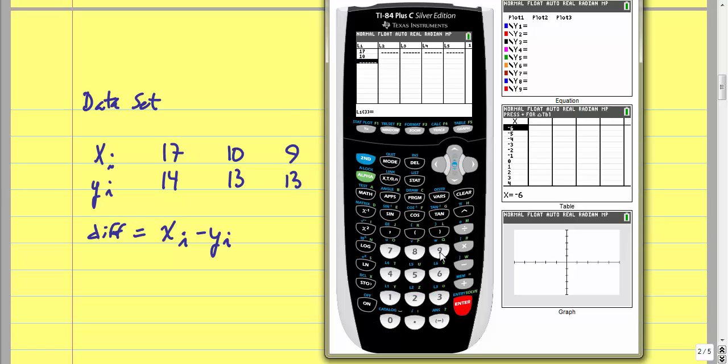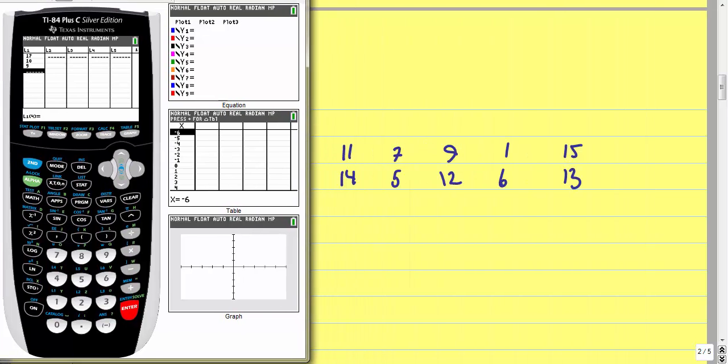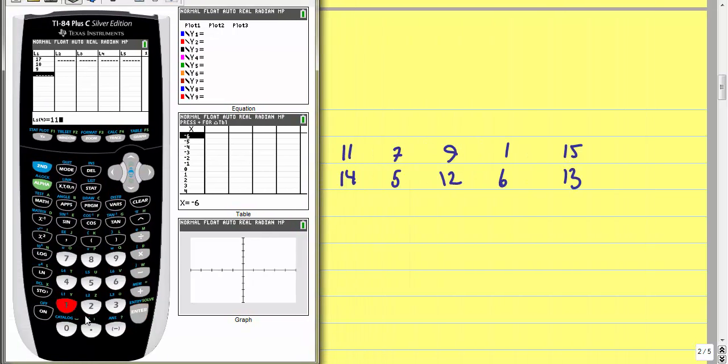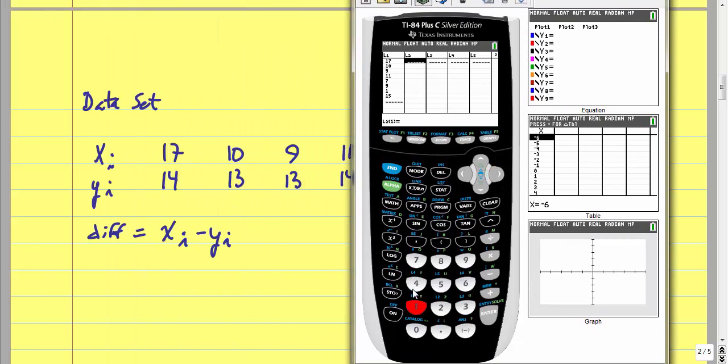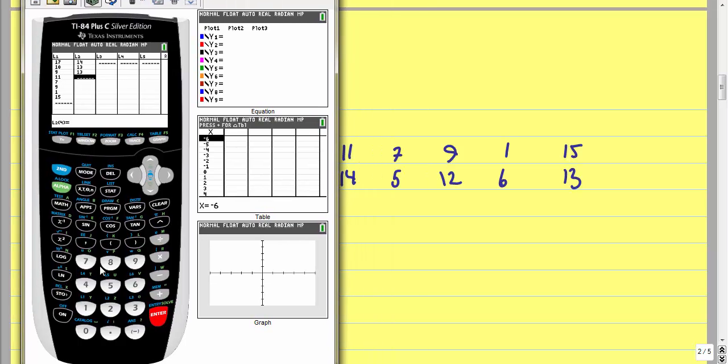So I have 17, 10, 9, 11, 7, 9, 1, and 15. Okay, so that's my first column. Let's go ahead and check out my second column. 14, 13, 13, 14, 5, 12, 6 and 13. Again, these have to be entered in order for the matched pairs design to work.